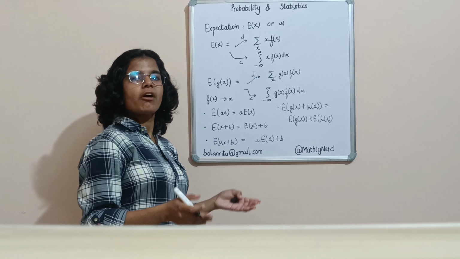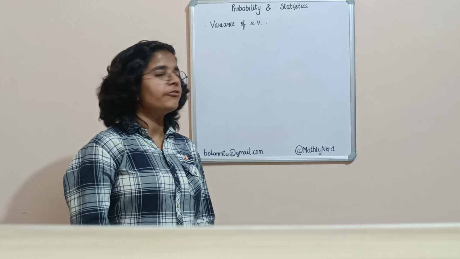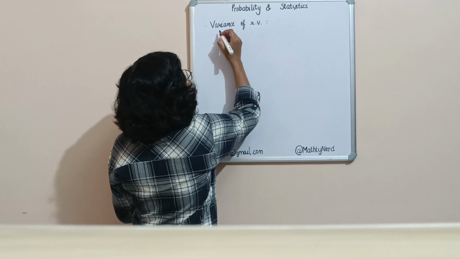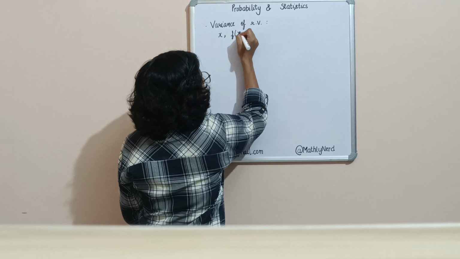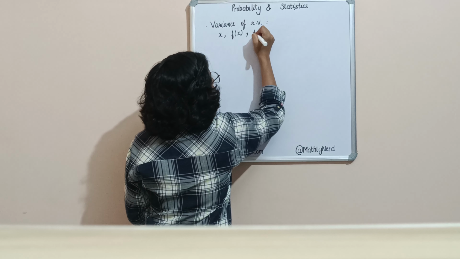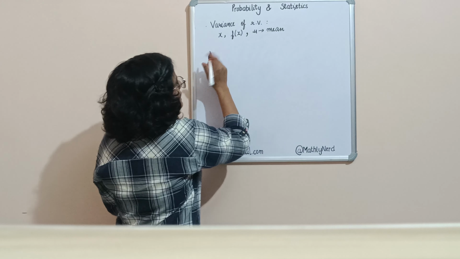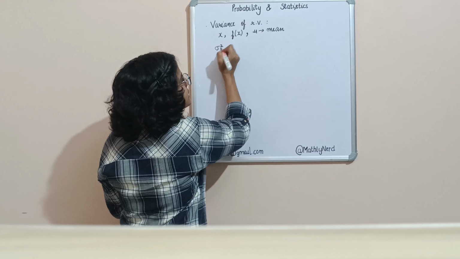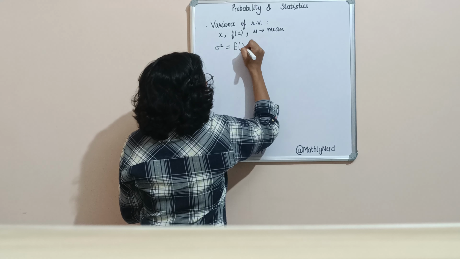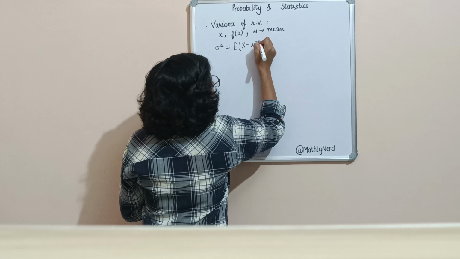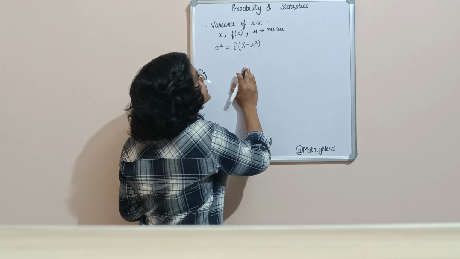Now we will move on to our next topic, which is variance of a random variable. Let's say we have a random variable x with probability distribution f of x and mu, which is the mean of our random variable. Then variance, denoted by sigma square, equals expectation of (x minus mu) square. We can define variance for both discrete and continuous random variables.